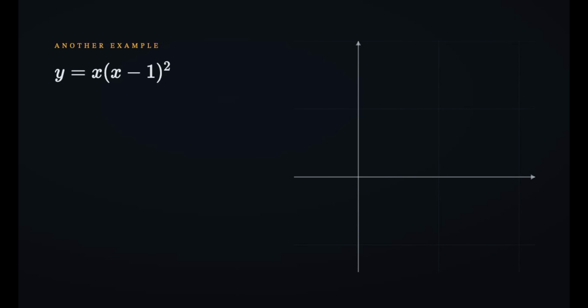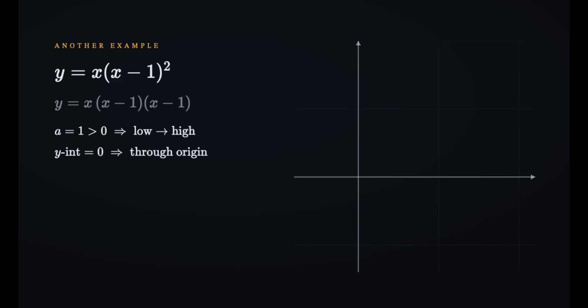Let's do another example. Y equals x times (x minus 1) squared. Here we can rewrite to expand it because it looks kind of confusing. Y equals x times (x minus 1) times (x minus 1). And a is equal to 1, so we start low and end high. And the y-intercept is 0, so we go through the origin again. Here the x-intercepts are 0, 1, and 1.